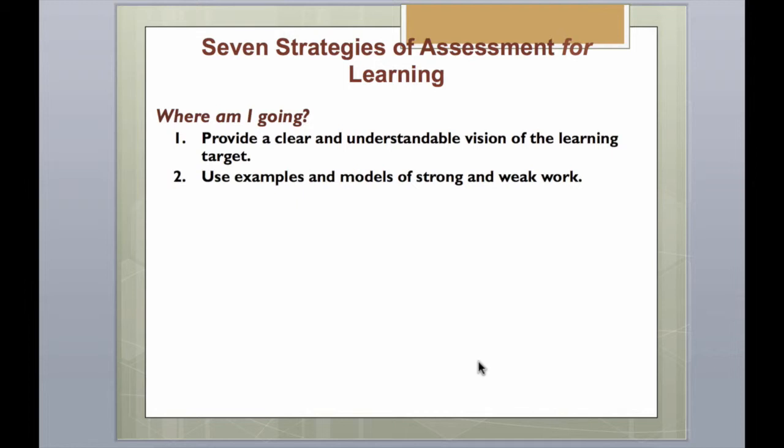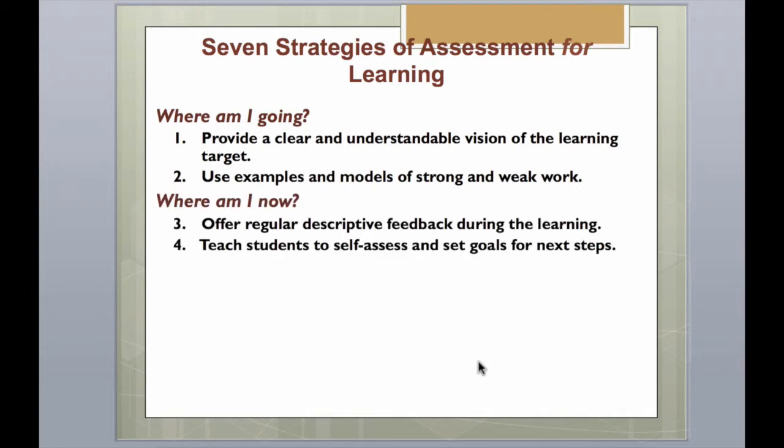And then we move to where am I now, and we have 2 strategies for that. The first one is offering regular descriptive feedback during the learning. And that one really hinges on having students understand the learning. A lot of the research on the effectiveness of feedback points to when feedback isn't effective, it actually harms learning. And one of the foundations for effective feedback is that students understand the intended learning. Without that, feedback does not help move them forward.